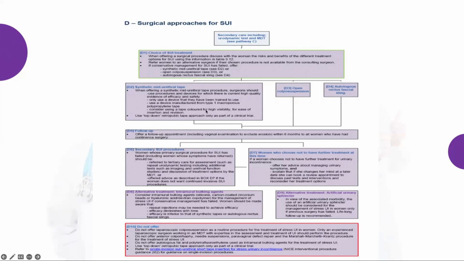And once you're using a tape, always use a colored one because of visibility, for ease of insertion and ease of revision. Revision means you might need to remove it because the patient is having a lot of pain or bleeding or something. So that is why you should use a colored tape which is visible to the eyes. Okay, and use the top-down retropubic approach only as part of the clinical trial. Forget about it. Then you either go for an open colposuspension or an autologous rectus fascial sling.